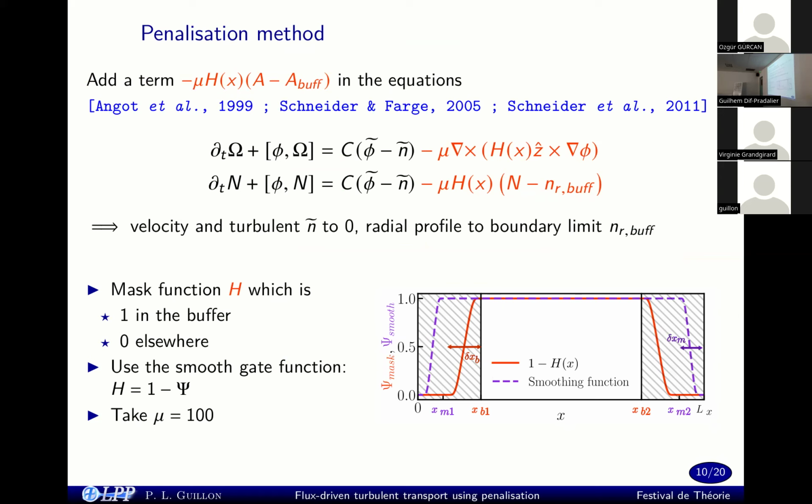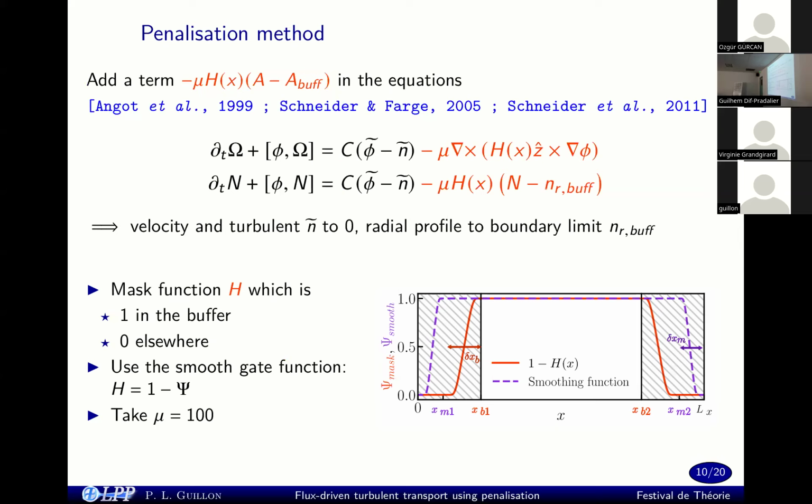And this term makes any field A relax exponentially toward a buffer limit in the buffer zone. And if we add the two following terms in the equation, we make the velocity and the non-zonal density fluctuations go to 0 inside the buffer zones, while the radial profile will converge toward a buffer profile.